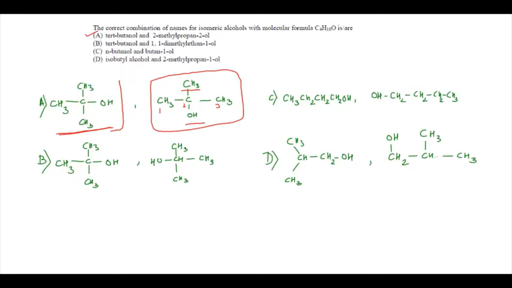Now if we check option B, we have tertiary butanol. We already have the structure of tertiary butanol like this, and along with that we have 1,1-dimethyl ethane 1-ol. So if we want to draw the structure, ethane means we have to keep 2 carbon, and 1,1-dimethyl means we have to keep the 2 methyl groups attached with the same carbon, and also 1-ol. So the OH group will also be there with the same carbon, with the number 1 carbon.